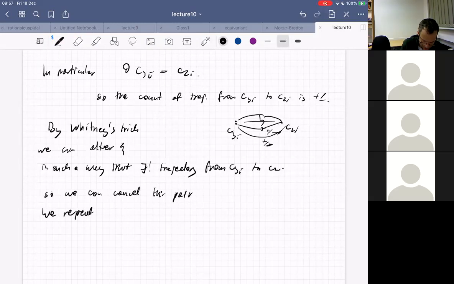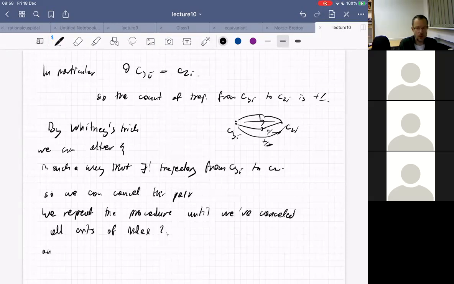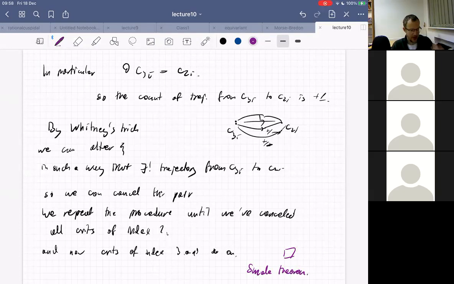We repeat the procedure until we've cancelled all critical points of index 2. And now we pass to critical points of index 3, and so on. In the end of the day, this is the end of the proof of Smale's theorem, and moduli spaces will come next year. So that's all for the lecture.